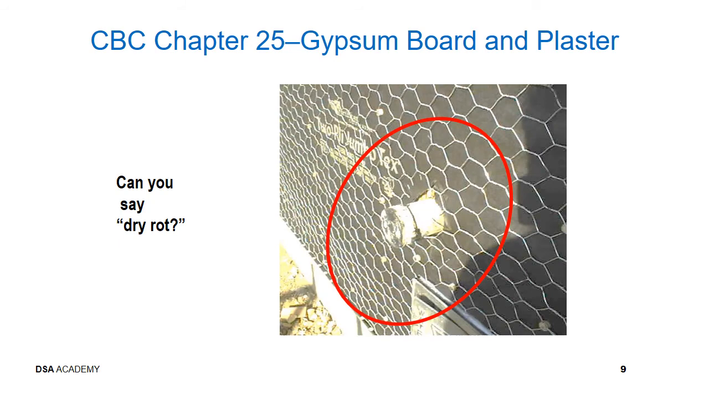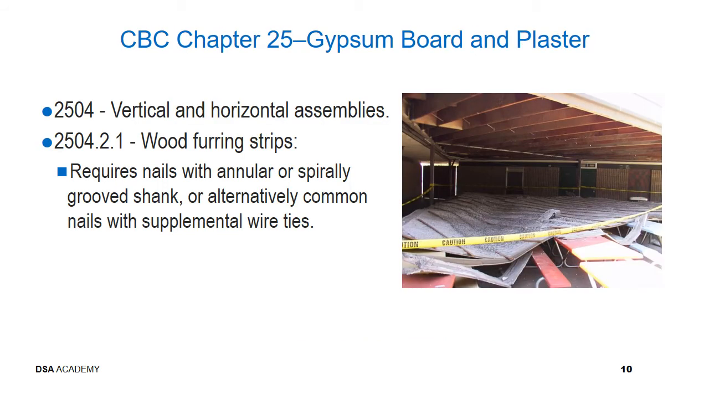This photo shows a penetration through the exterior wall. The building paper has to be taped around the penetration to prevent water entering through the penetration and causing dry rot to wall framing. CBC Section 2504 covers requirements for vertical and horizontal assembly of gypsum board, gypsum panel products, or lath and plaster. Section 2504.2.1 requires nails with annular or spirally grooved shank, or alternatively common nails with supplemental wire ties.